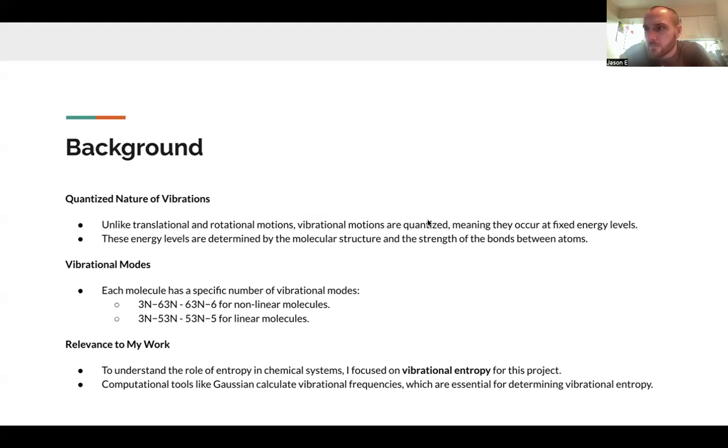So for this project, I focused on the vibrational entropy to better understand its role in chemical systems. I used a software called Gaussian to calculate the vibrational frequencies of 2-aminoethanol, which is essential for determining how vibrational modes contribute to a molecule's overall entropy.